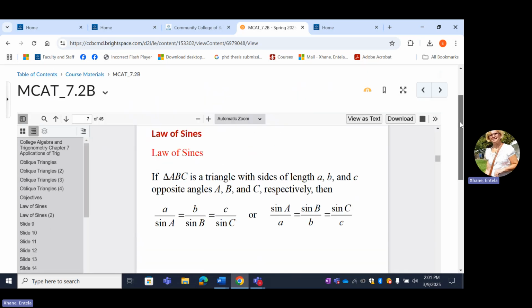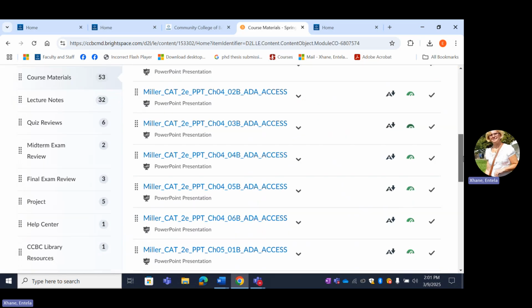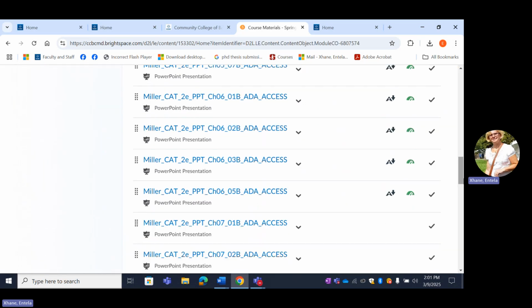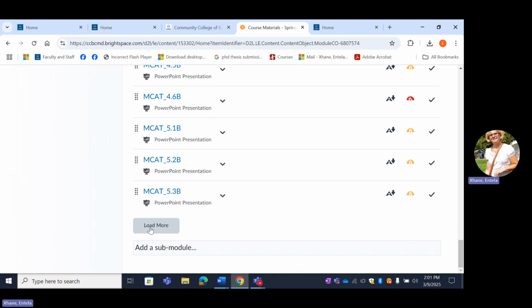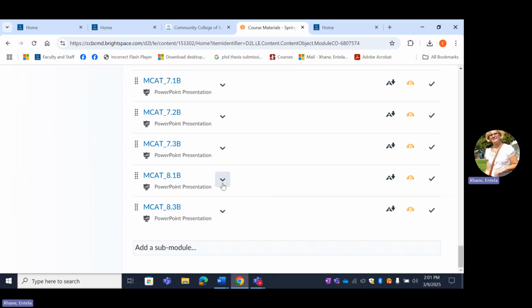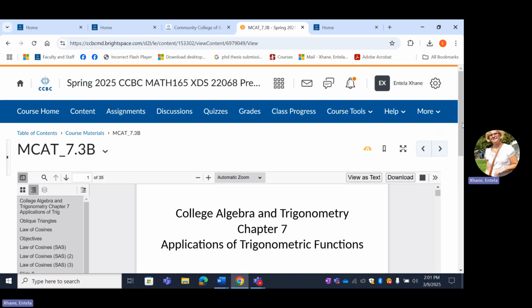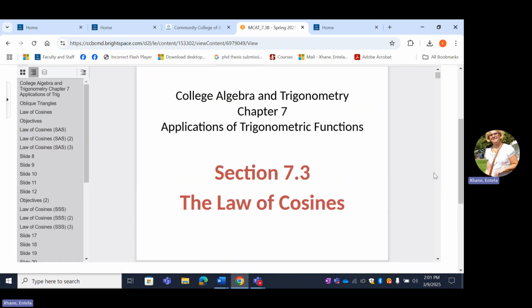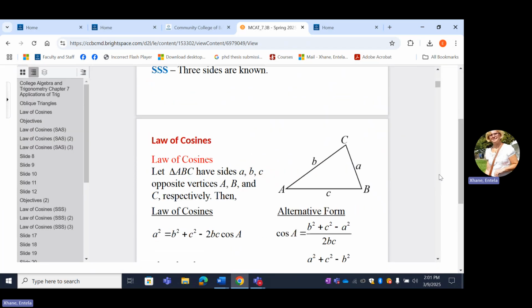And then finally, if you go back to the same chapter, chapter 7, section 7.3 is sometimes extremely important because it has the law of cosine. There's a specific scenario where the law of cosine applies, and that's the scenario where you have zero information about the angles.